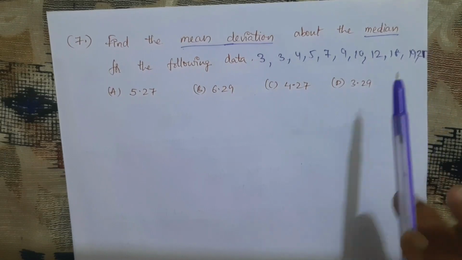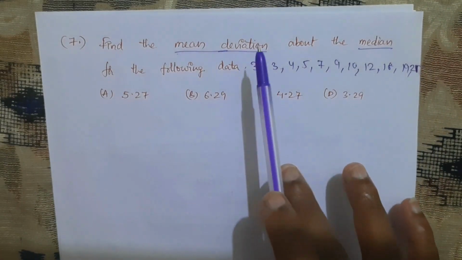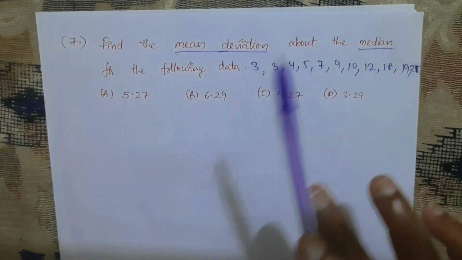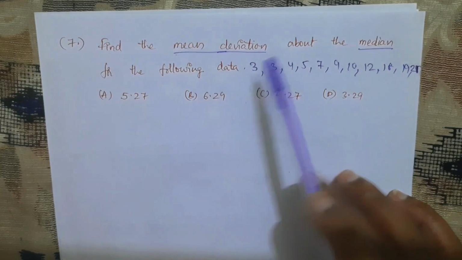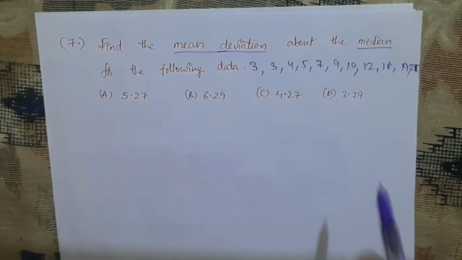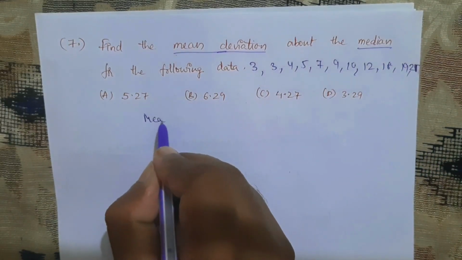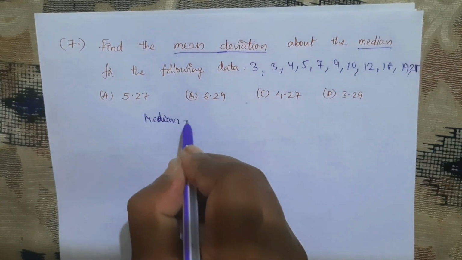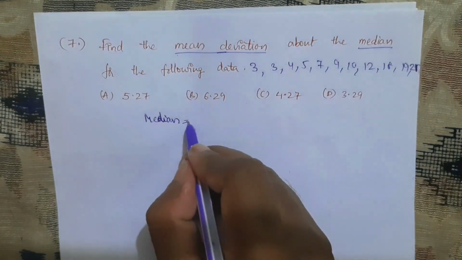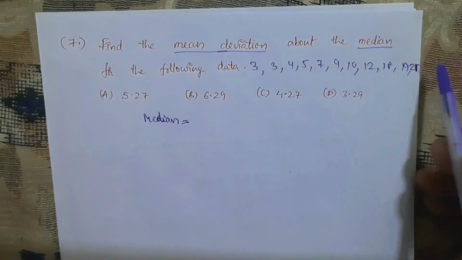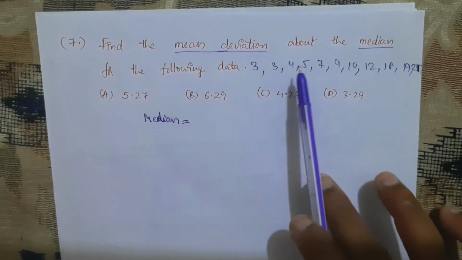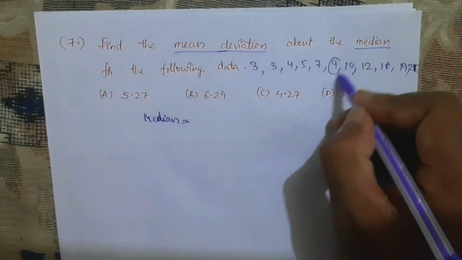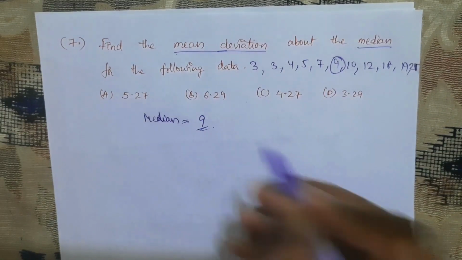As in the previous question, first we need to find the deviation. To find the deviation, we found the mean in the previous problem, but here we need to find the median. You know how to find the median? Finding the median is very easy compared to the mean. The median is nothing but the middle number. 1, 2, 3, 4, 5, 6. Okay, this will be considered the median. That means the median is equal to 9.